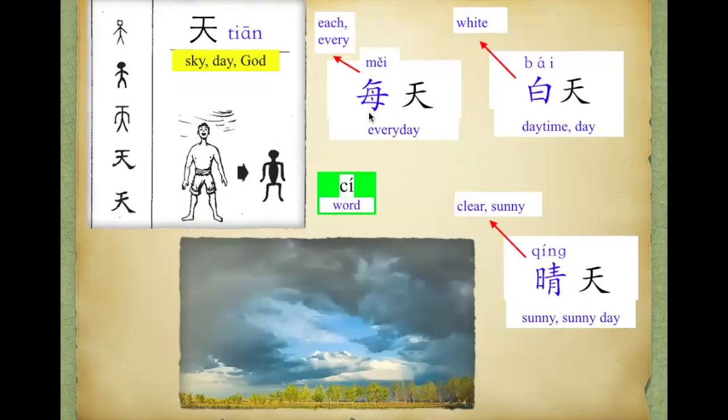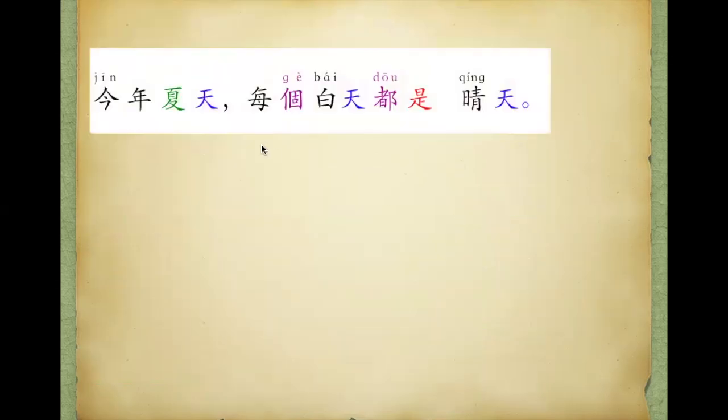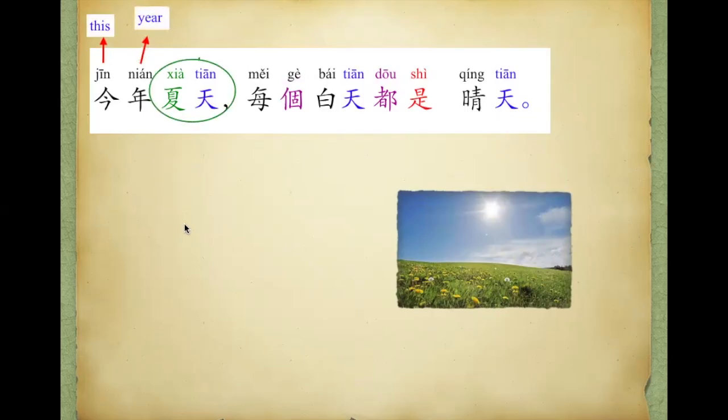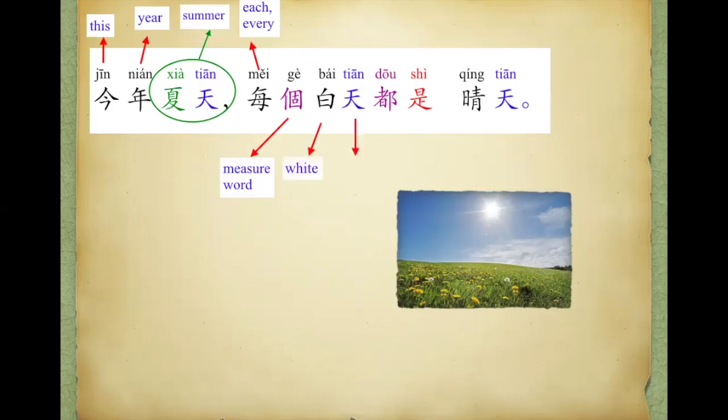Okay, say with me. 每天, 白天, 晴天. 今年夏天, 每个白天都是晴天. 今 means this. 年, year. 夏天, summer. 每, each, every. 个 doesn't have a specific meaning. It's a measure word. We'll talk about this measure word in a moment. 白, white. 天, sky, day, God. 白天, day or daytime.